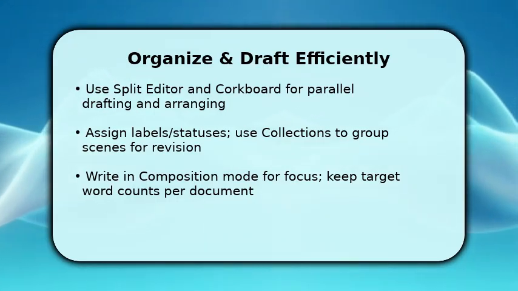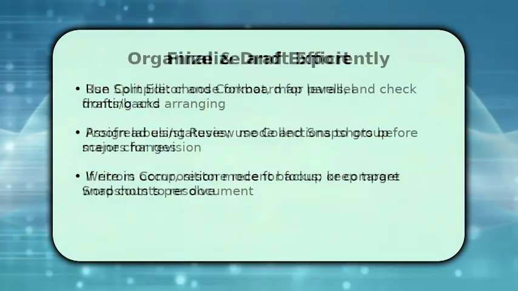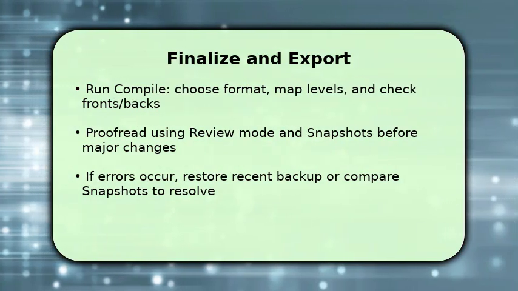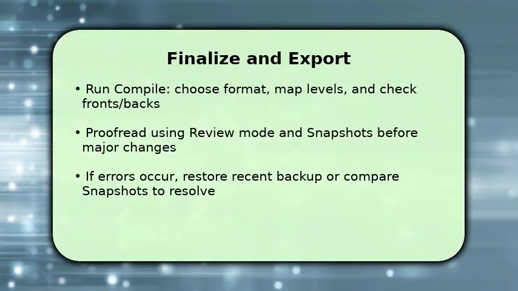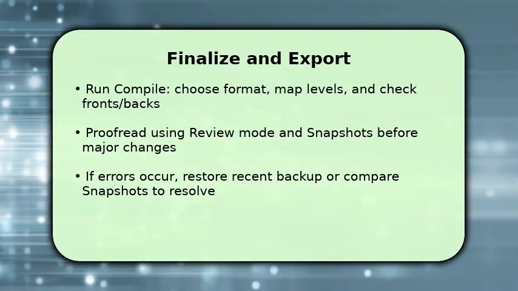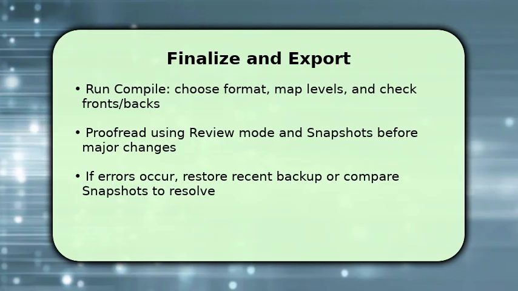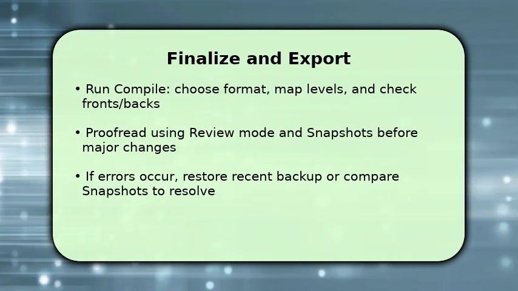Finish by compiling and preparing for delivery. Open Compile, select your output format, map binder levels to chapters, and verify front and back matter. Once done, proofread in review mode and use snapshots to preserve pre-edit versions before sweeping changes.